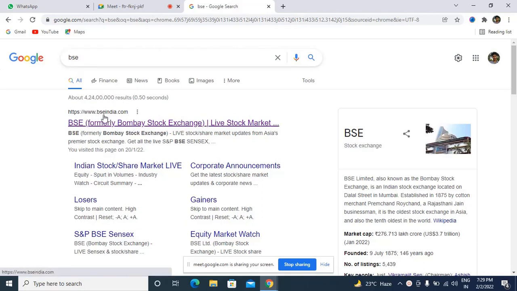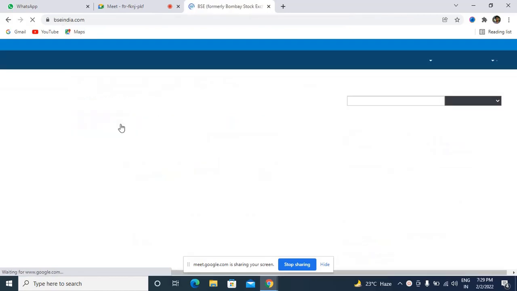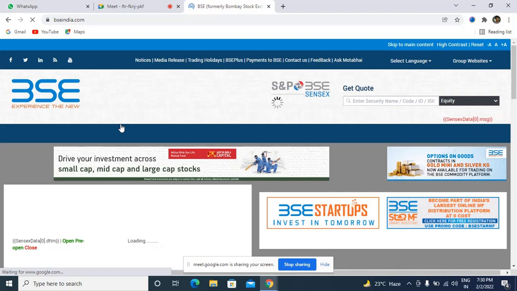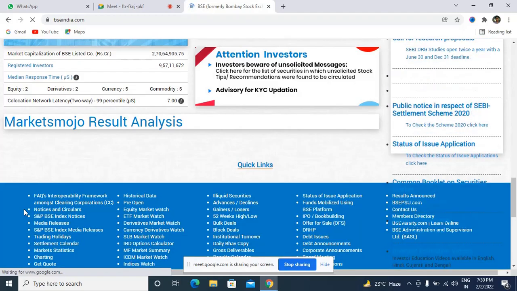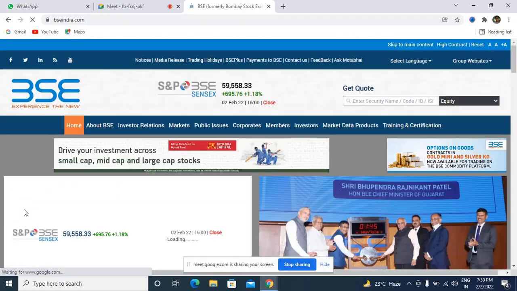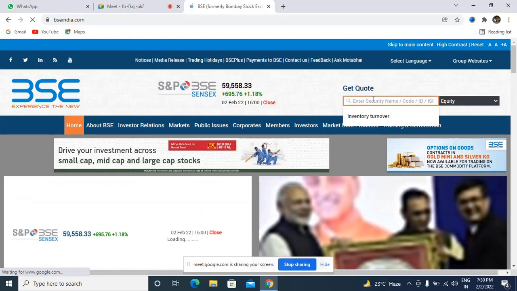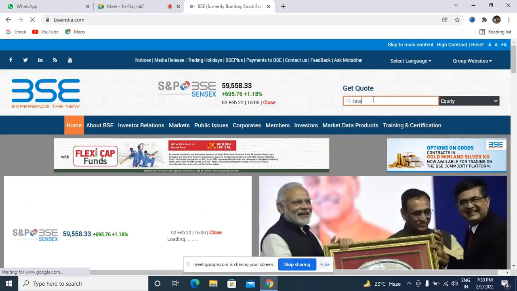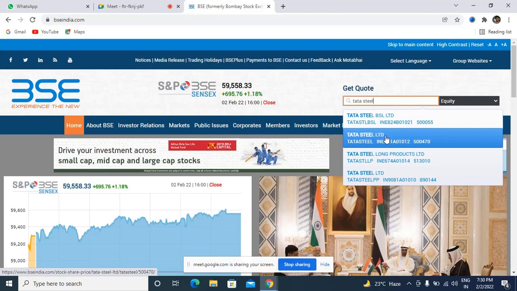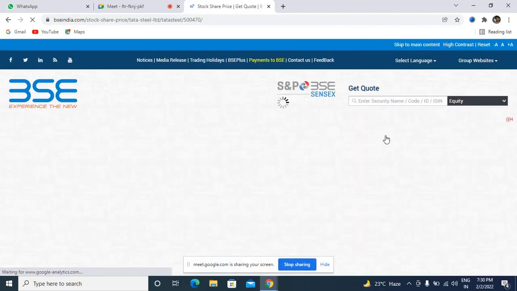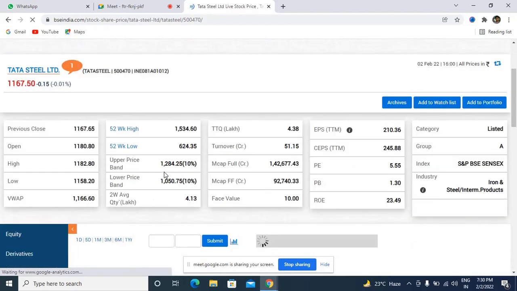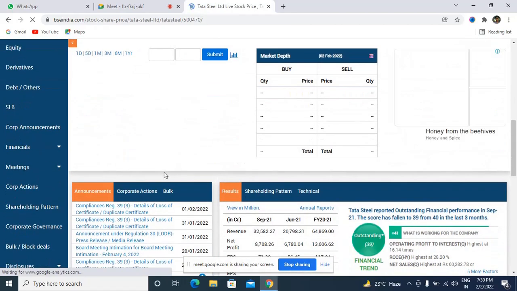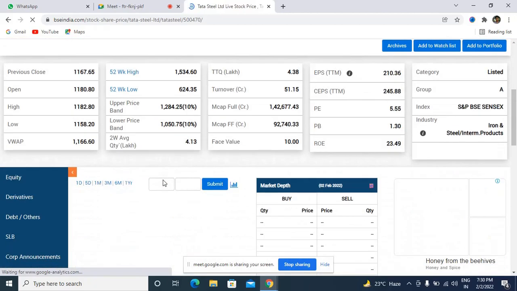You can see the link, www.bseindia.com. Click on the first link. Scroll down below. Now get code from this area. Search the ticker's name. We are going to work on Tata Steel Limited. So scroll down. You can see it's Tata Steel. Just scroll down.